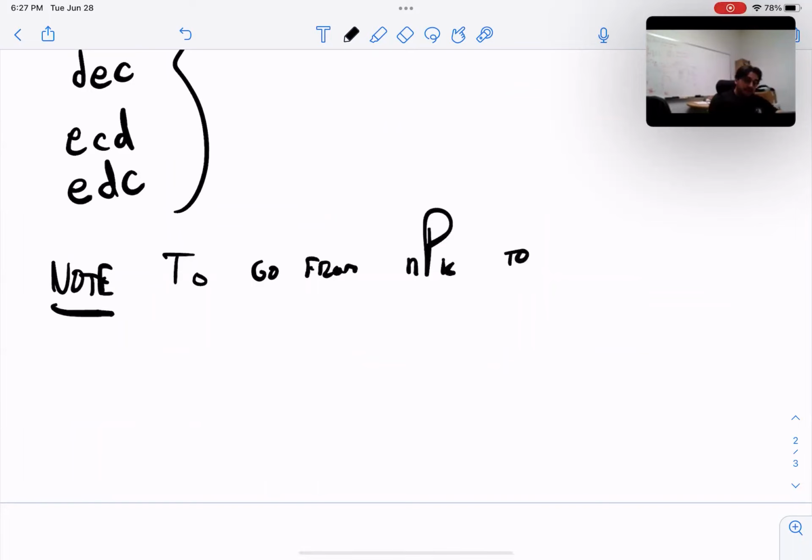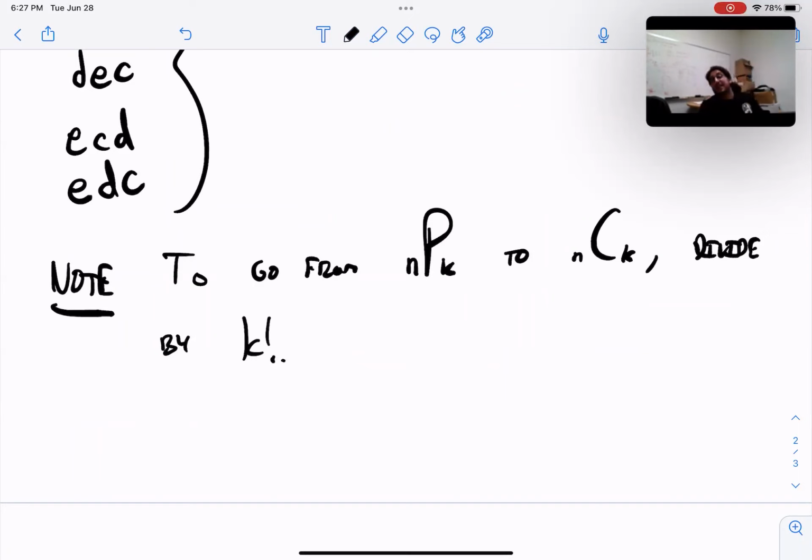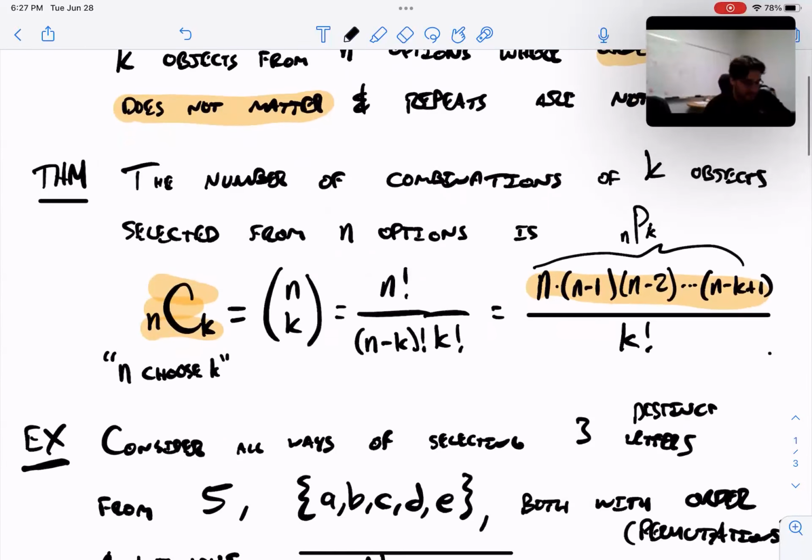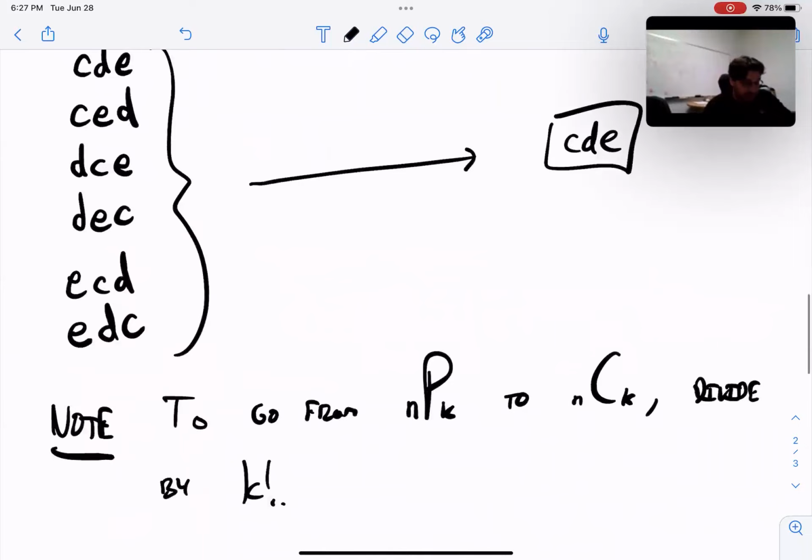To go from n permute k to n choose k, all you have to do is divide by k factorial. That accounts for reordering the k objects in any permutation: k factorial ways to rearrange those same k objects. So that's why those formulas are related that way. The choose formula is just lower by a factor of k factorial from the permute formula. So that's our formula here for choose. Now, we can also check in this example.